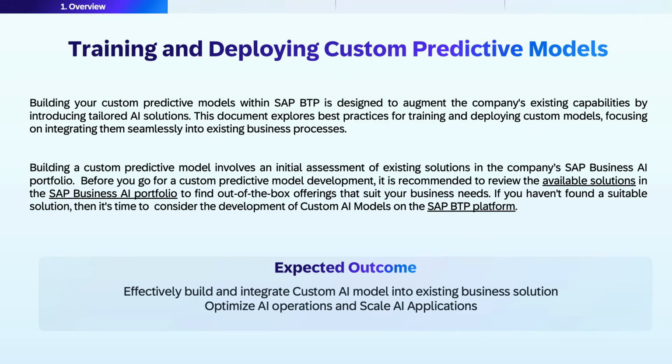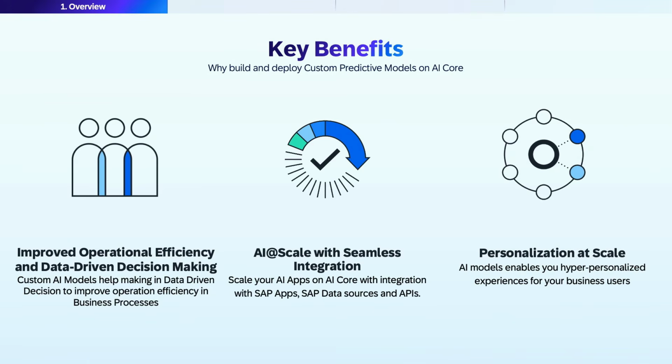SAP BTP platform. The primary goal of this practice is to effectively integrate custom AI models into an existing business structure, maximizing the utility and impact of AI technologies. It aims to optimize operations, support decision-making, and deliver scalable, sustainable AI improvements that align well with your business goals. Building custom models and using SAP BTP services such as AI Core and AI Launchpad provides multiple benefits.